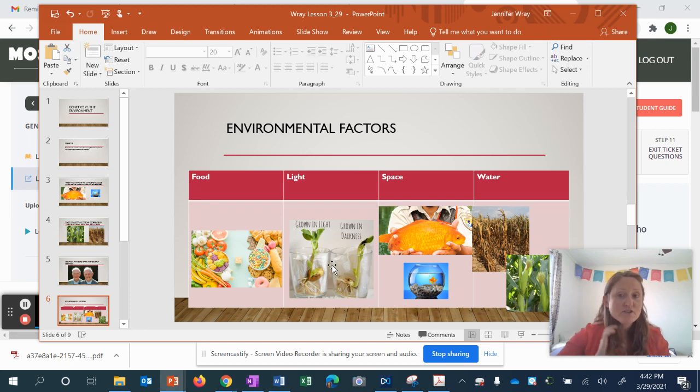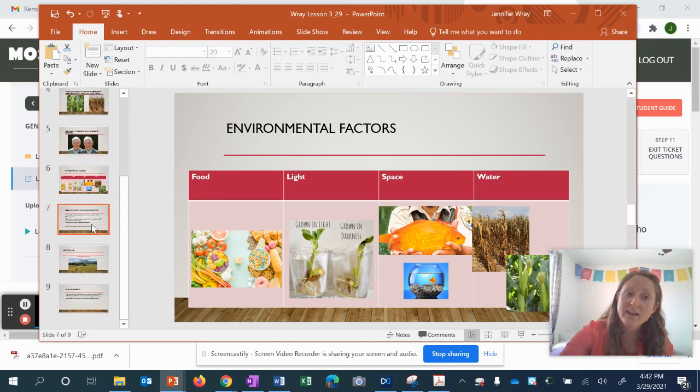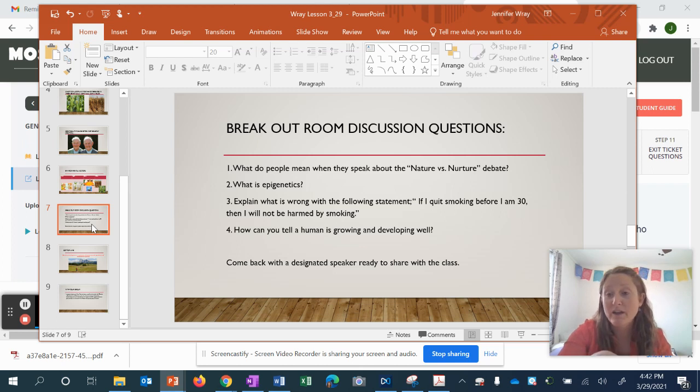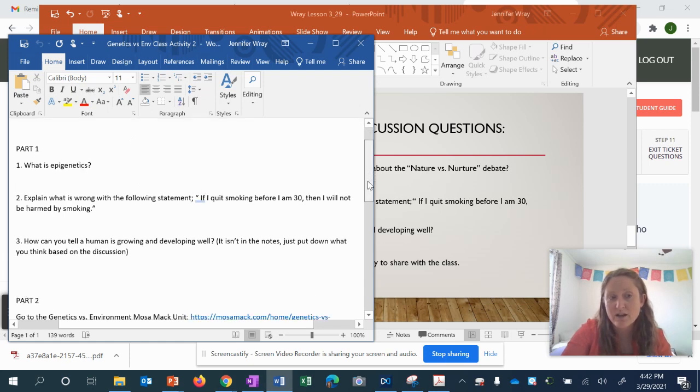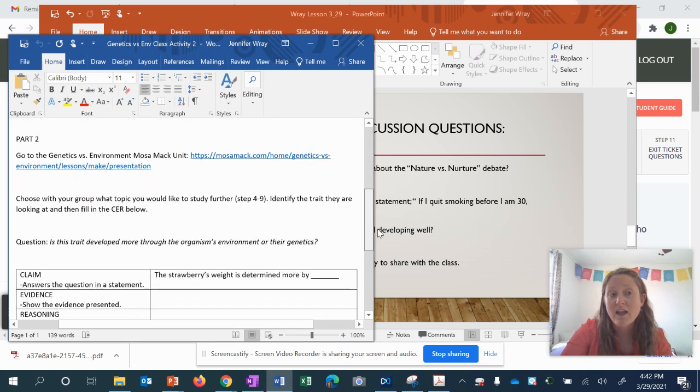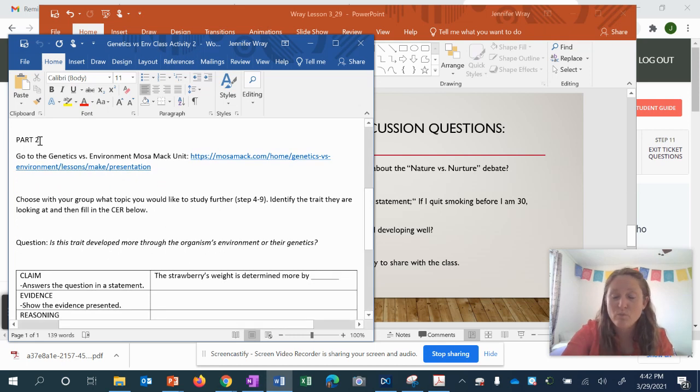We've already talked about the fish and the cornfields. Things like space can have a big impact on an organism's development as well as water. So now after this conversation and what we talked about last Friday, I would like for you to go to your breakout rooms and to discuss these 4 questions. You do have an assignment in your assignments tab that looks like this. So as a group, you'll go through and you'll talk about these 4 questions. And then when you get to part 2, just wait a moment.